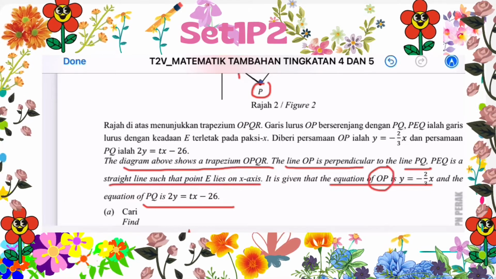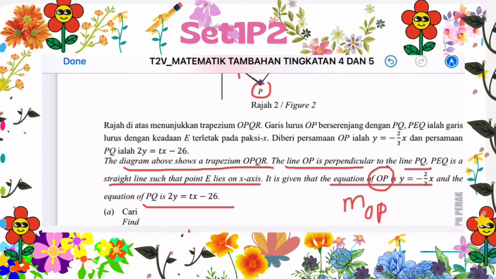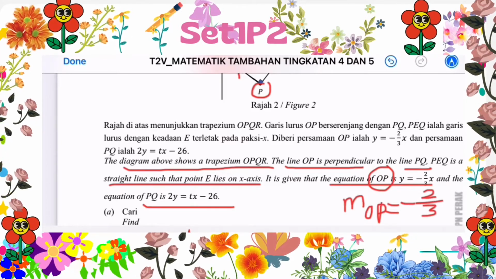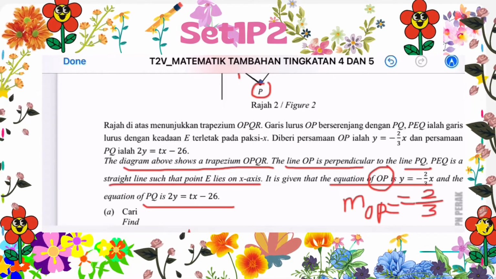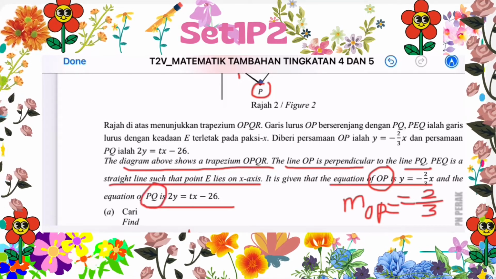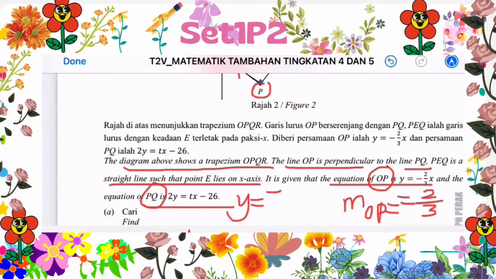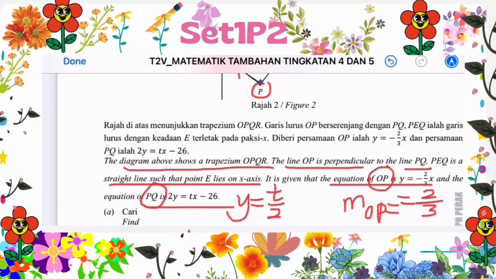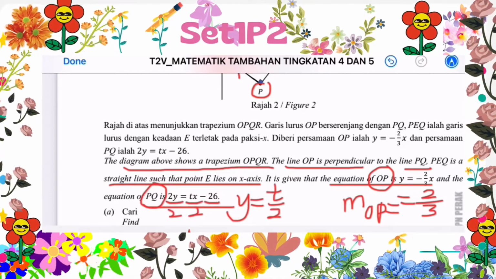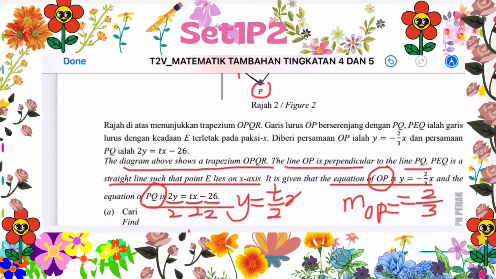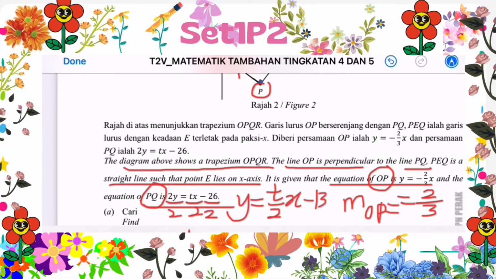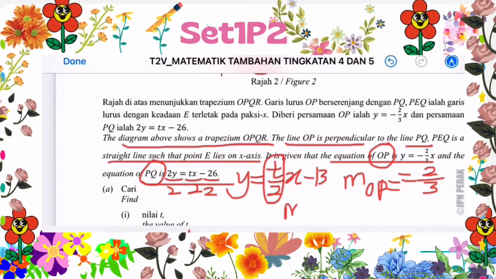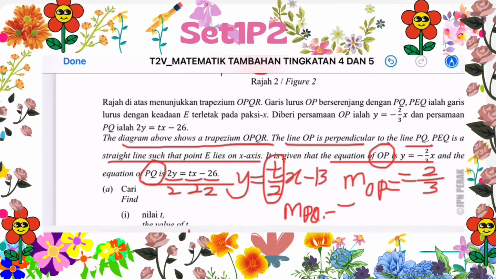So from the line OP, we can write the gradient of OP is negative 2 over 3, because y equal to mx plus c. There's a negative there. For the equation of PQ, we always want the y alone as the subject. So we divide by 2, divide by 2, divide by 2, t over 2 x minus 13. So what we want is the gradient for PQ, and PQ is t over 2.